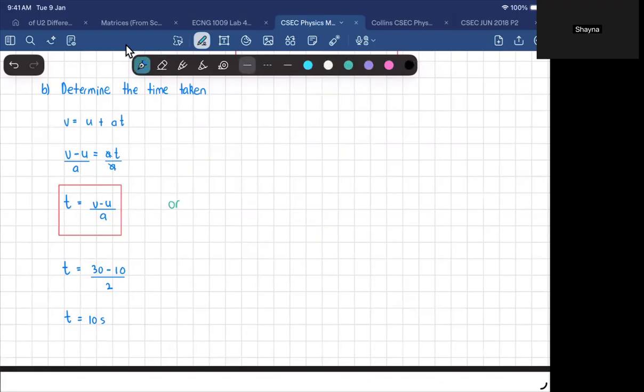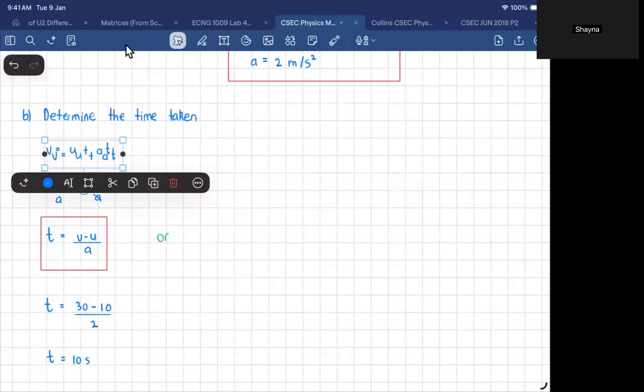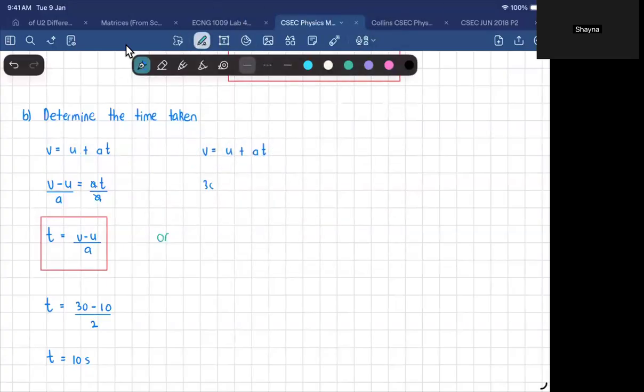Okay. And the other way to do this would have been just to plug in everything from the start, right? So let me do that. V is 30, U is 10, A is 2. 30 minus 10 equals 2t, right? Let's simplify this one time. 30 minus 10 is 20. 20 is equal to 2t. Divide both sides by 2. T is equal to 20 over 2, which is 10. That's the answer. Great.